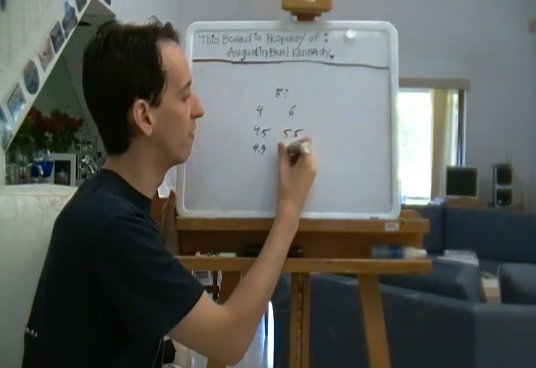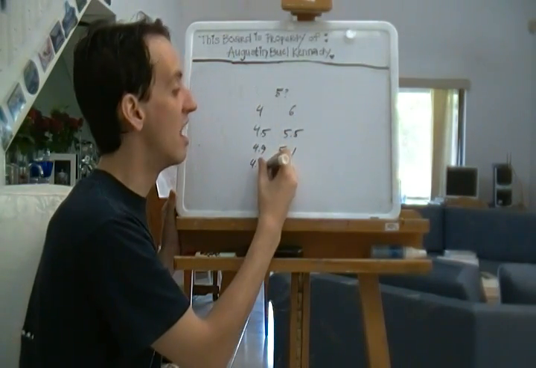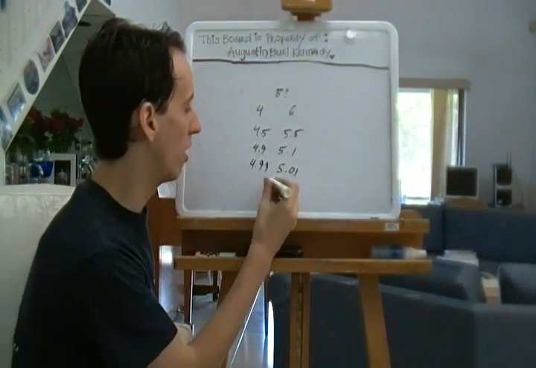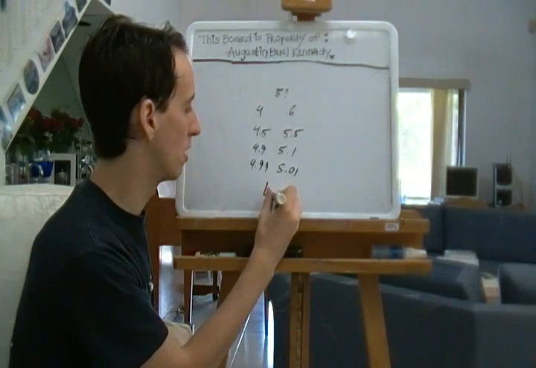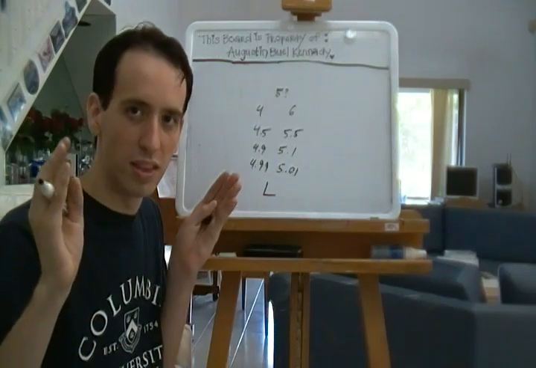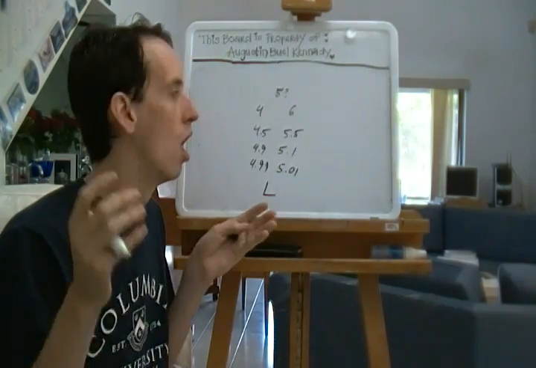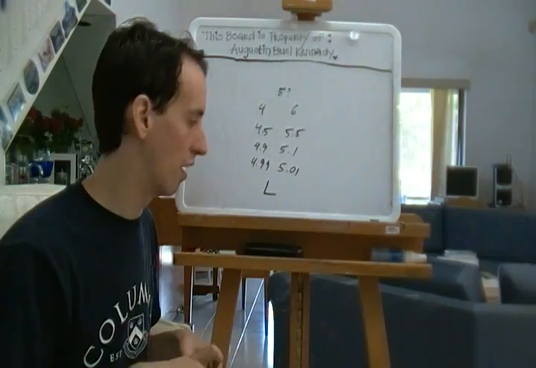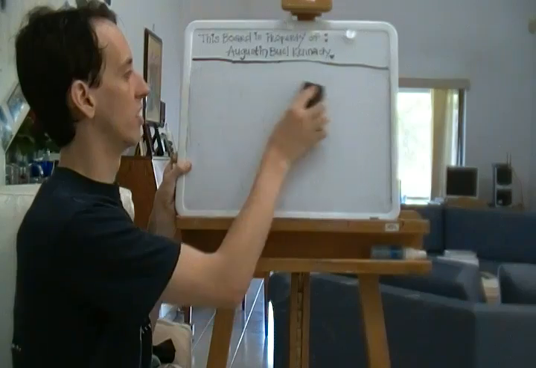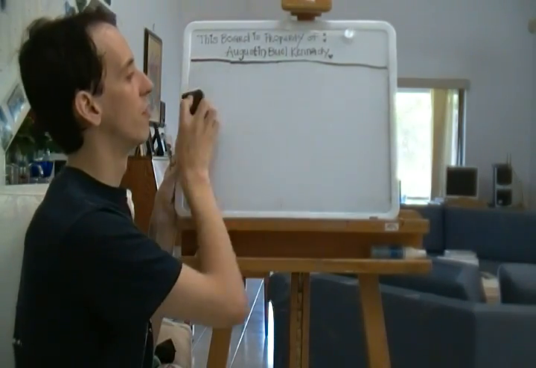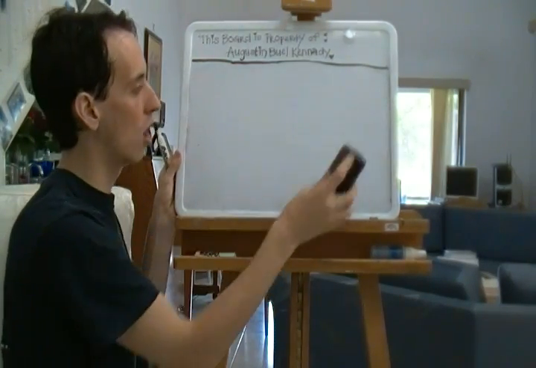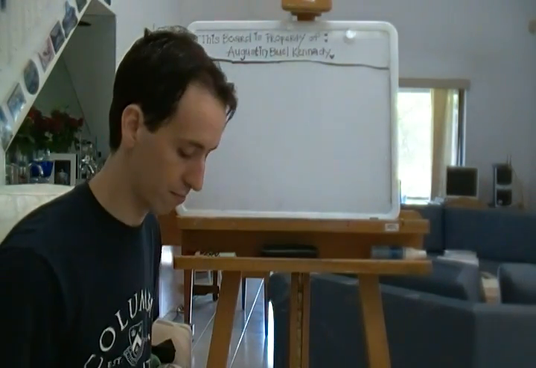Then 4.9 and 5.1. Then 4.99 and 5.01. And eventually, we saw that those numbers were getting close to something that we would later call L, the limit, which would be the answer to an approximate answer of what the instantaneous velocity after 5 seconds is. Now, what that is basically discussing or describing is one of the 2 fundamental branches of calculus that we're going to be talking about, and that is that of the derivative.